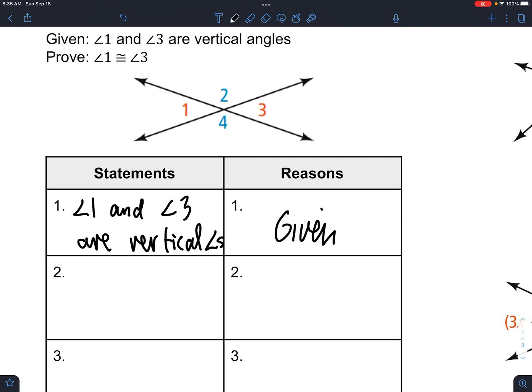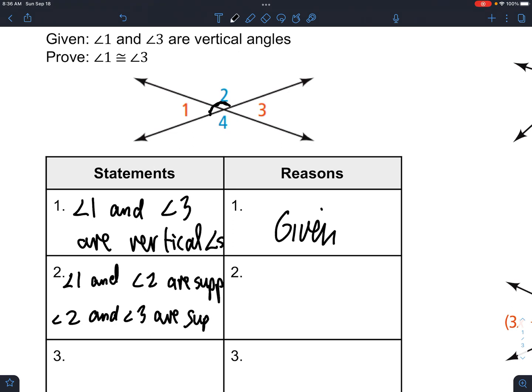How about angle 1 and angle 2? They're supplementary, right? Because they form that 180-degree line. And the same is true with 2 and 3. Okay. Why do I know these are supplementary? Well, because the picture tells me. Because they're linear pairs.